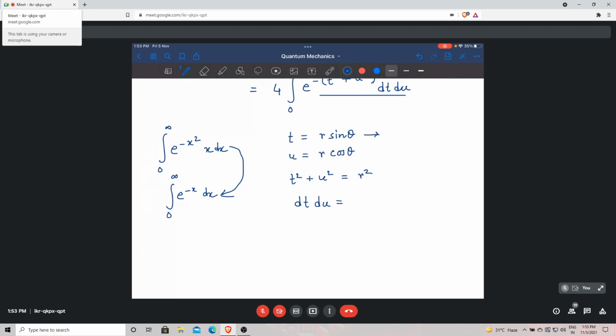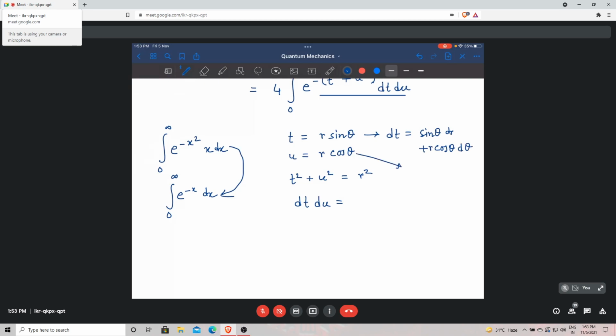Okay, so r dr d theta. Now dt is equal to sin theta dr plus r cos theta d theta.